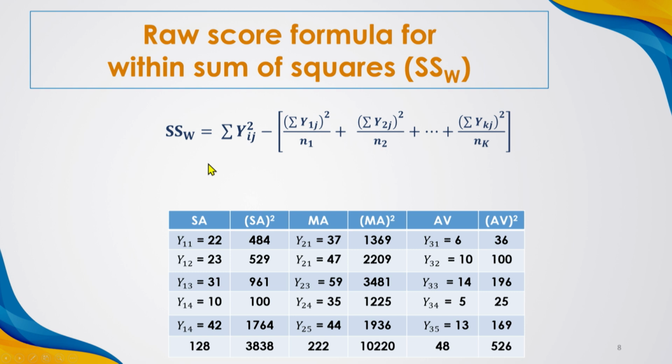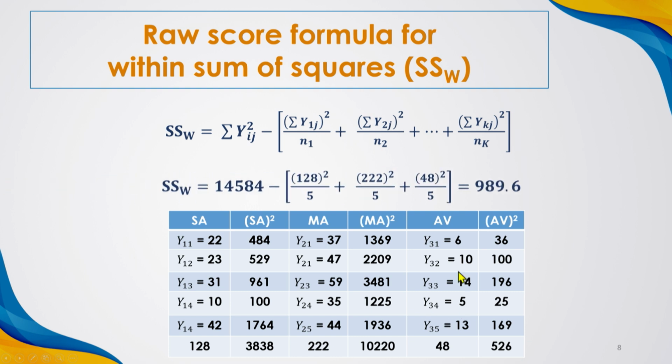So, for computing the first term, we need the square of the observations, that is the square of SA. I have continued with the second group, the square of the second group, the third group and the square of the third group. So, the square of 22 is 484, the square of 23 is 529, like that we will continue and find the sum of all the squares of observations, which we get by adding 3838 plus 10220 plus 526. When we total these 3 columns, the second, fourth and sixth columns, we will get 14584.